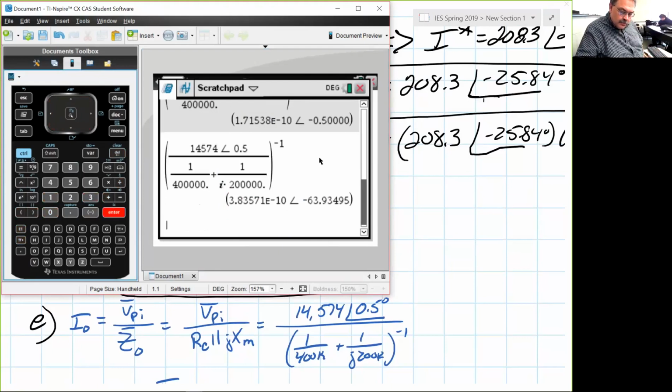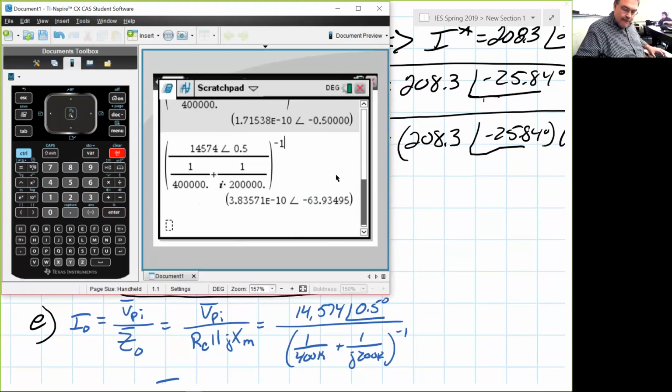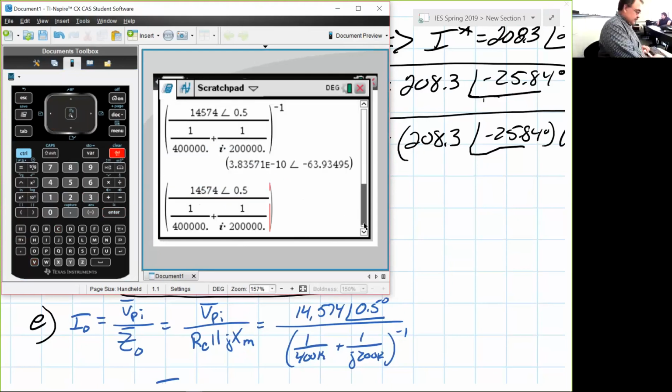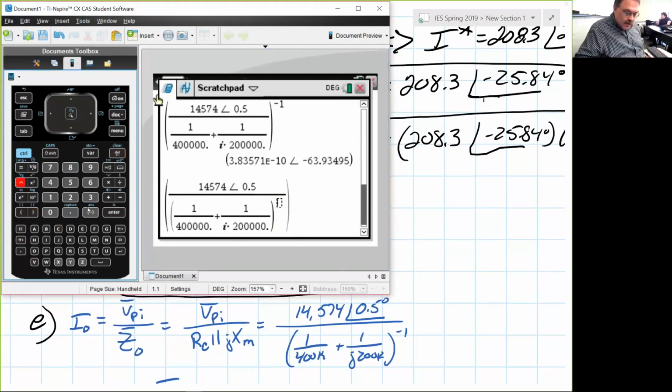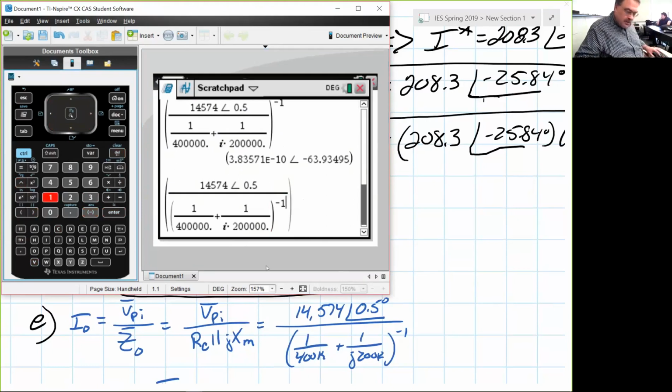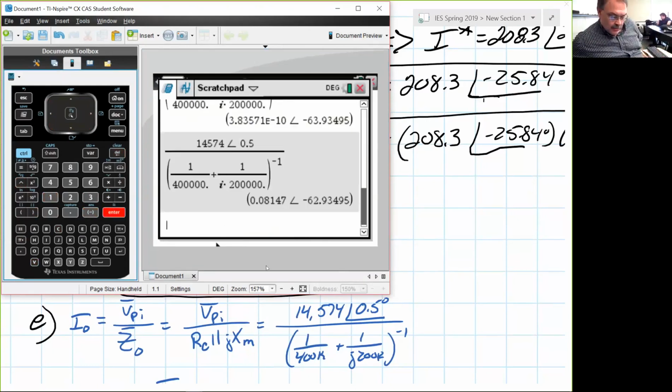You raise the -1. Oh, I got the -1 in the wrong spot. Control C, Control V, backspace. What I want is parenthesis. Now, raised to the -1. How about now? There we go. Yes. Good. Okay. And I think what I'll do is do a Control J and bring that in.